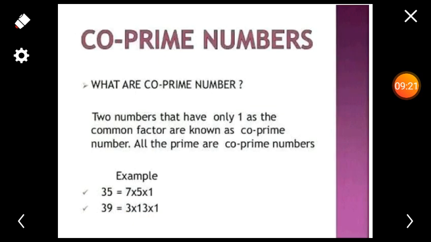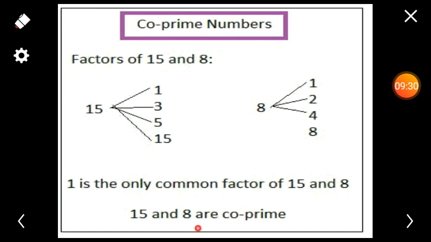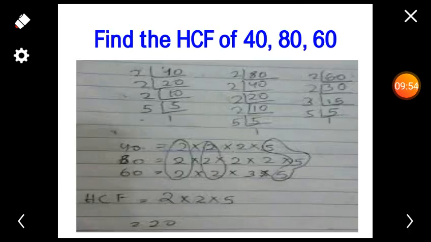Look at here, here is a sentence. All the prime numbers are co-prime numbers. Here, 15 and 8 are co-prime numbers. But we know that 15 is not a prime, 8 is not a prime. Here, 15 and 8 are composite numbers. Then we can say that all co-primes are not prime, because here 15 and 8 are not prime. But all prime numbers are co-prime and all the co-primes are not prime.